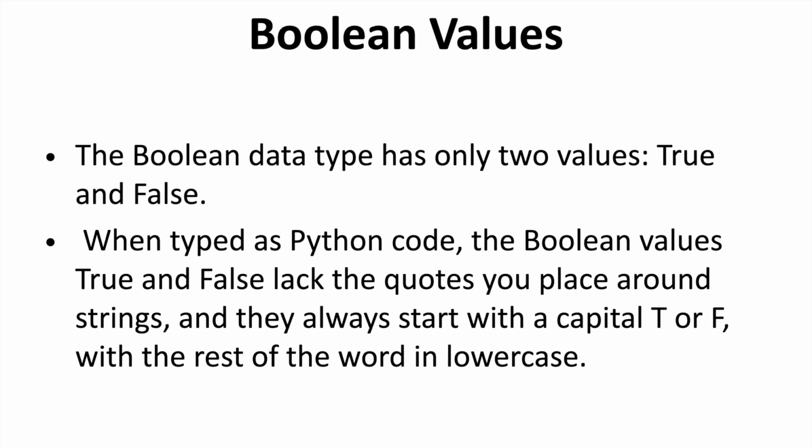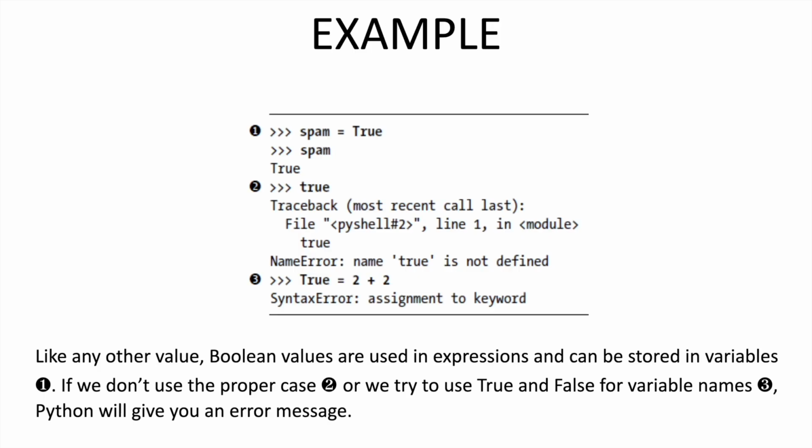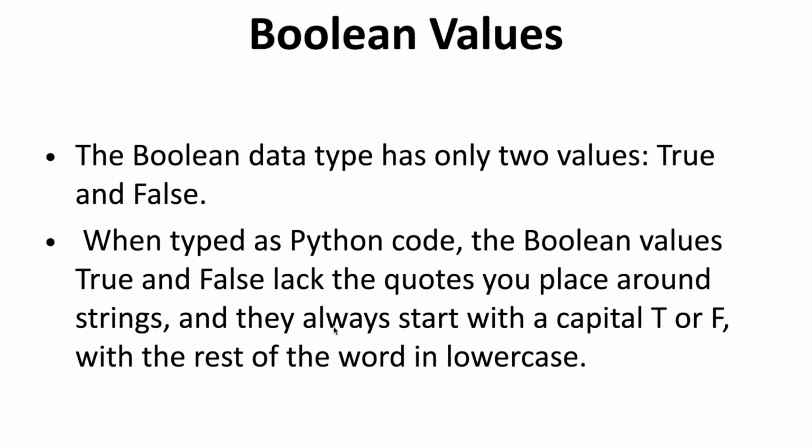But there are some rules. For example, see here. Whenever you write the Boolean value True or False, the first letter should be an uppercase letter and the remaining letters should be lowercase. Even for False, it is the same: the first letter uppercase, the remaining letters lowercase. You don't need to enclose this particular word in quotes. That is the specialty of Boolean values. That is what they have explained here: they always start with a capital T or F and the rest of the word in lowercase letters.